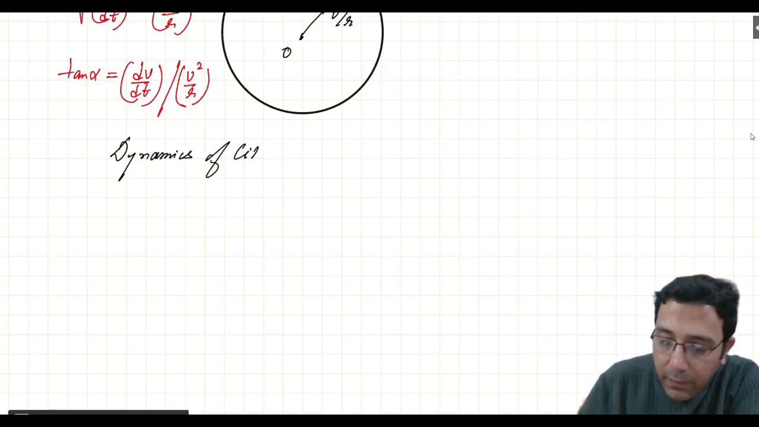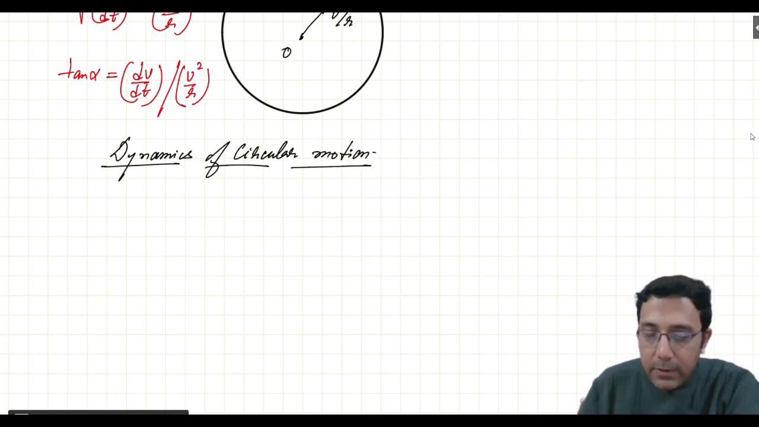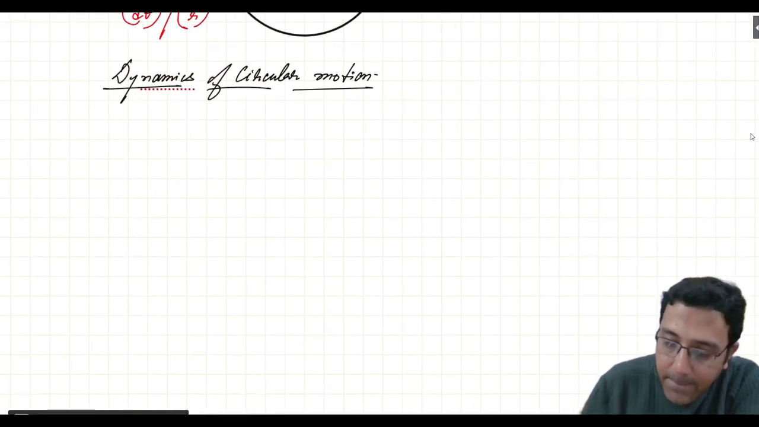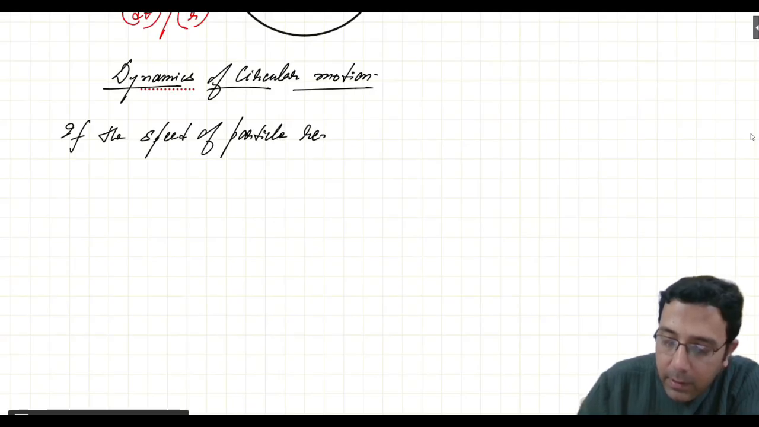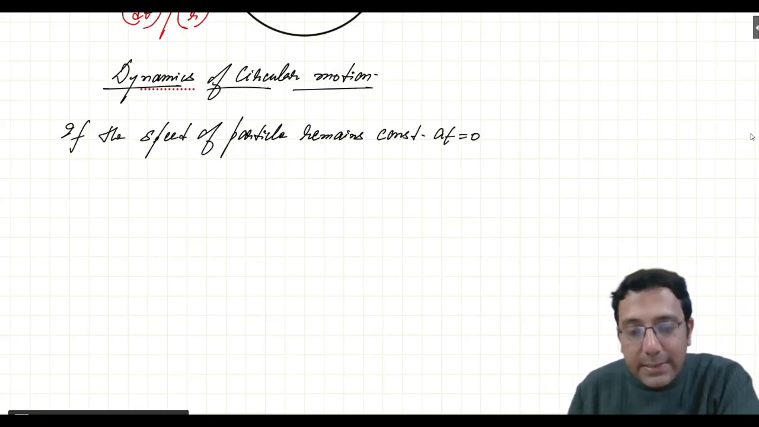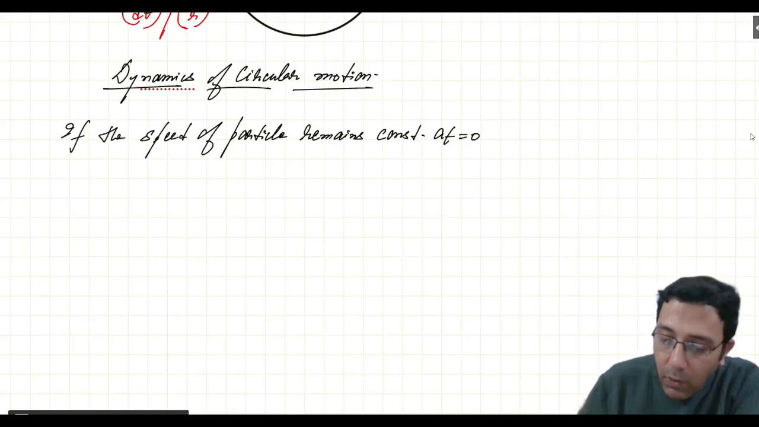Dynamics of circular motion. So force will come in the dynamics part. If the speed of the particle remains constant, then at is equal to 0, that is dv by dt is equal to 0. So only what will be there? Only AR is there.